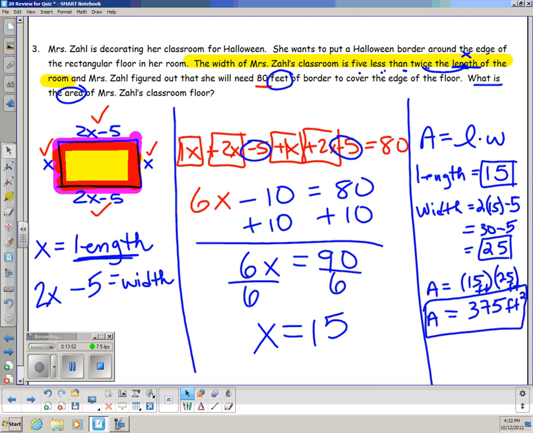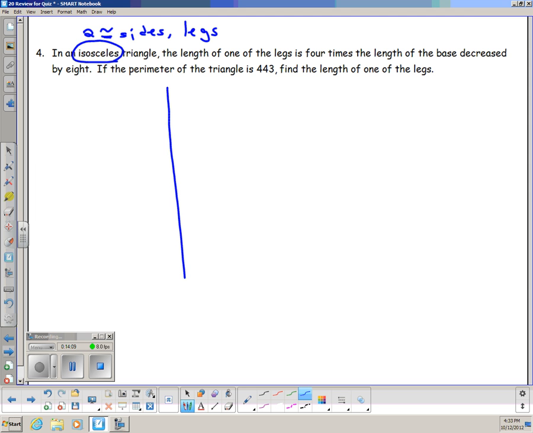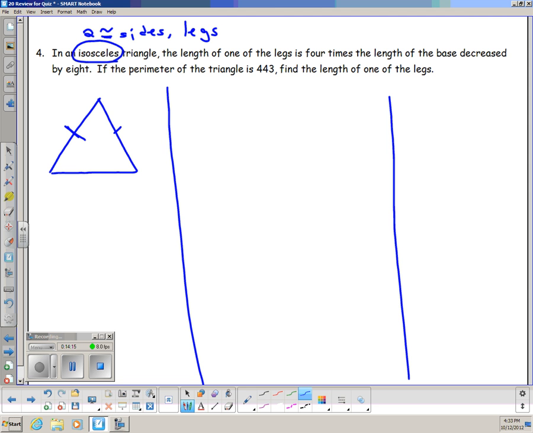All right, number 4. In an isosceles triangle, so you have to know what the word isosceles means. Isosceles means the triangle has 2 congruent sides, or 2 equal sides, and they're called legs. Okay? So I'm going to draw that right in my setup column. These guys are called the legs. Like think of it like triangles run on their legs.